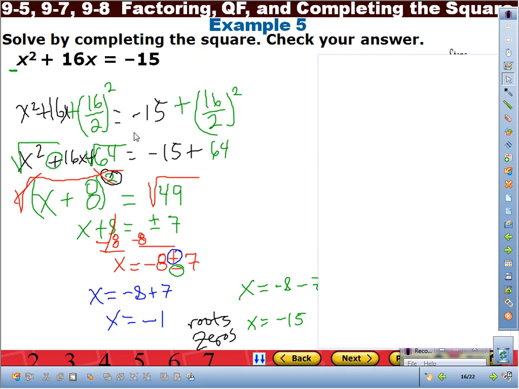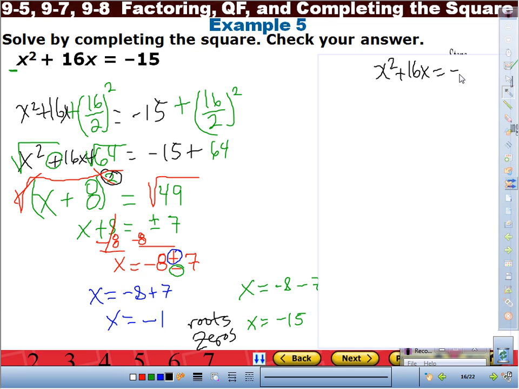Okay, turn the paper over. The first one that we did is x squared plus 16x equals negative 15. Rewrite it in the middle column. So we have x squared plus 16x equals negative 15. We're going to solve this by factoring now.